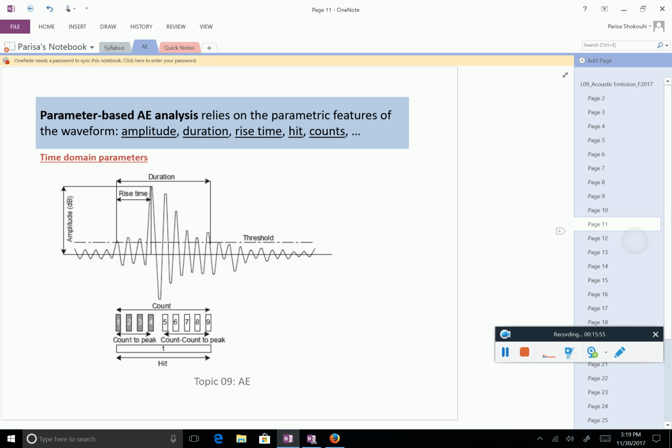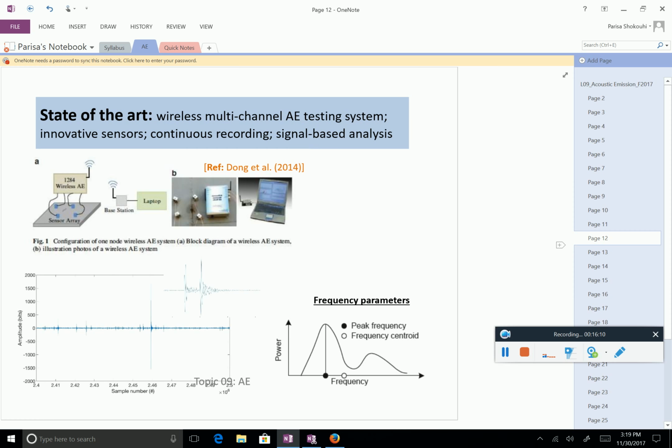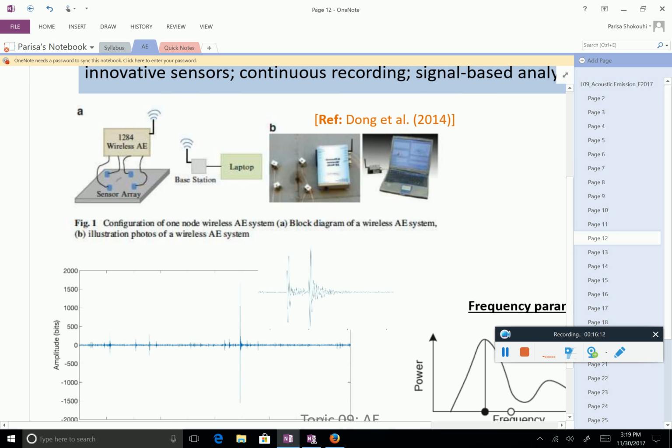Now, of course, from 1933 to 2014 has been a long way. So if you look at the state of the art, now there are tiny transducers. You can even have paint-on transducers for acoustic emission. You just paint the transducer, and then you can wirelessly transmit the data, and you can have a lot of transducers. There are challenges with having a lot of transducers, but we will get back to that. So we have come a long way.